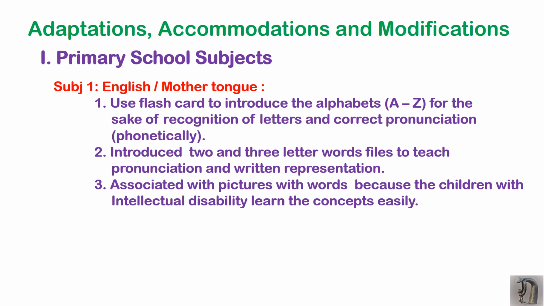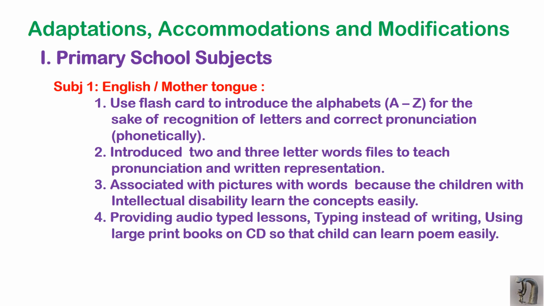If you link the picture with the word, because children with intellectual disability learn a concept when you associate things properly with real life experience. So associate the picture with the word. For example, if it is cat, show the picture of the cat and keep the word under the picture as well, and then try to teach. I'm sure they will understand the concept of cat very easily.